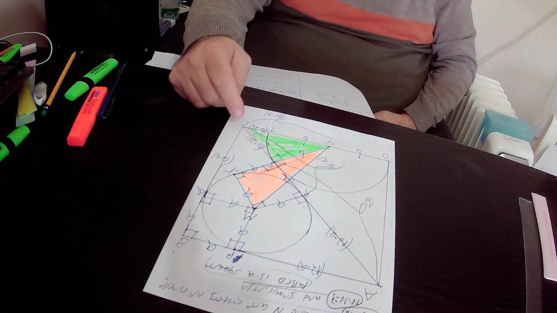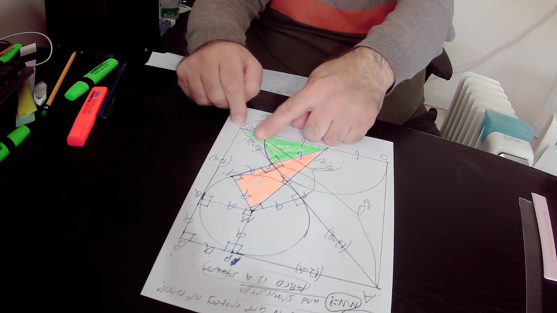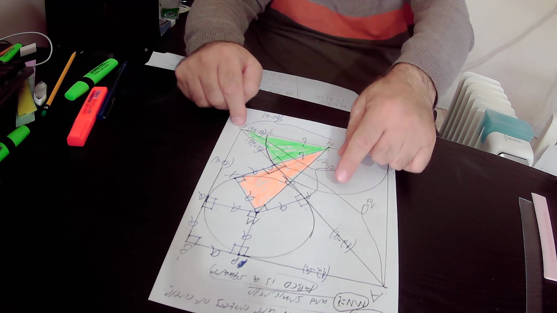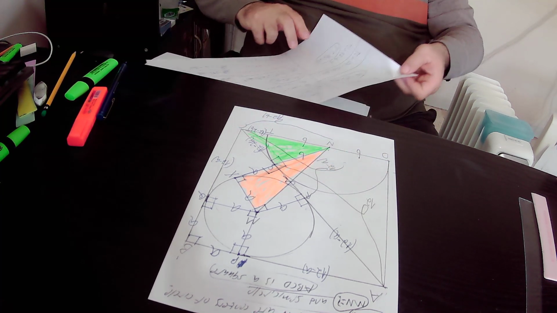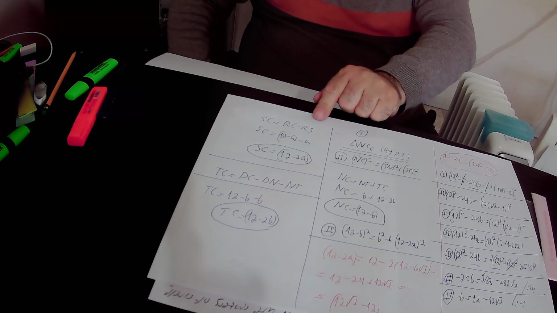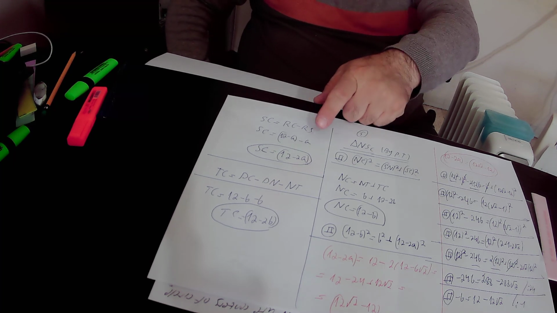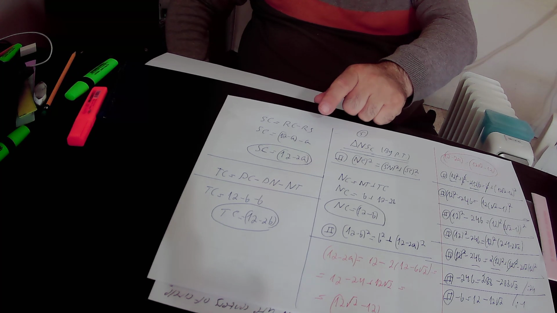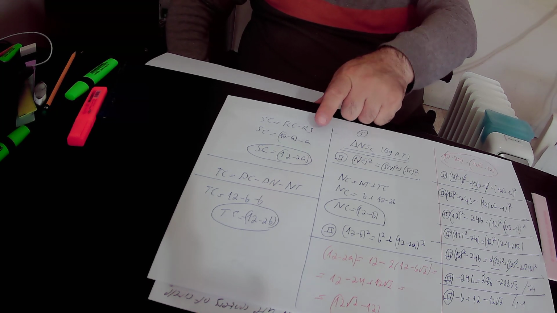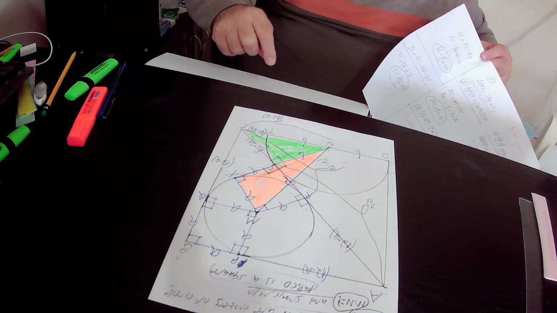But first of all, we find the value of line segment SC. SC equals RC minus RS. We have already found out that RC equals 12 minus A. RS equals A, so SC in conclusion equals 12 minus A minus A. So we found out that line segment SC equals 12 minus 2A.